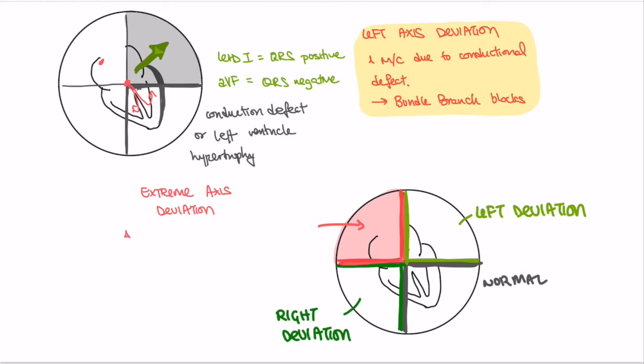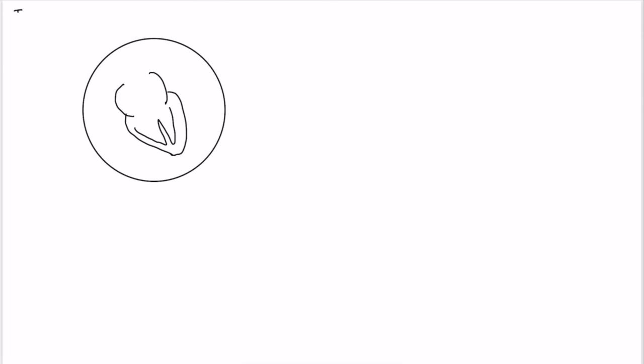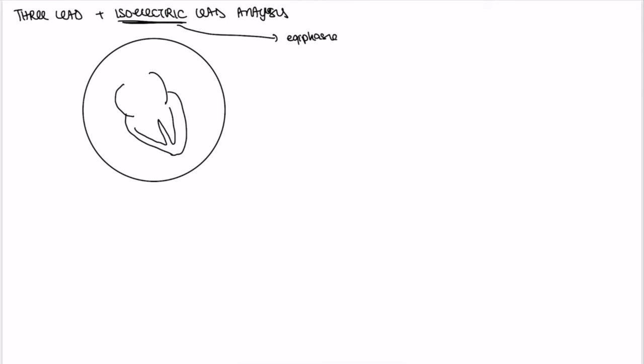It has a lot of other names like northwest or intermediate axis, but this type of deviation is very, very rare. Let's discuss the other topics of axis interpretation methods. I'm going to combine the third lead and the isoelectric analysis methods. The term isoelectric here is misleading. It's more indicative of an equiphasic lead.